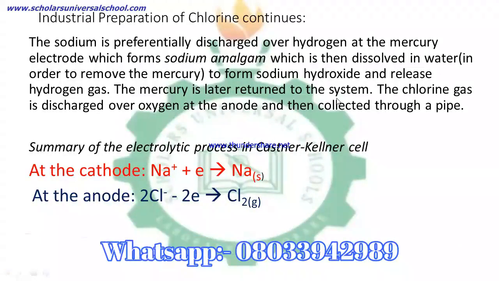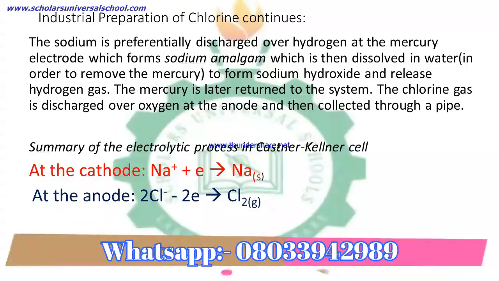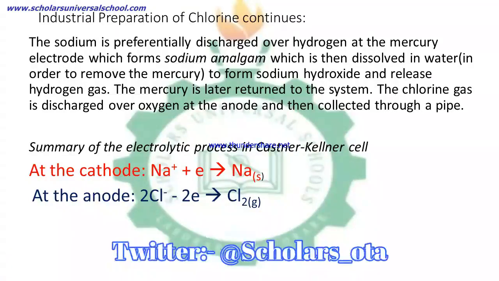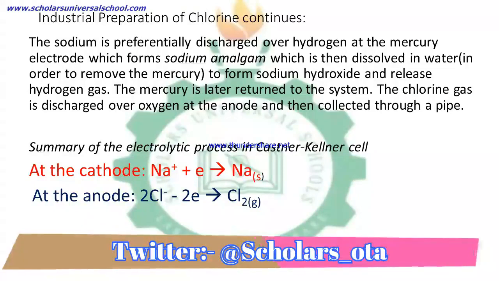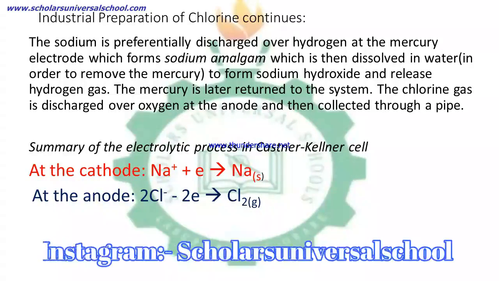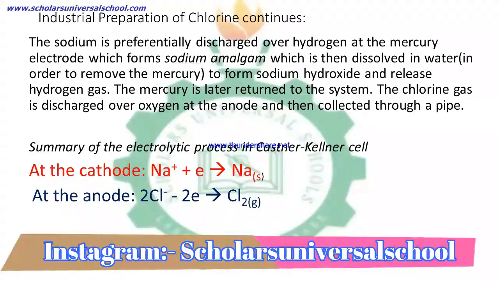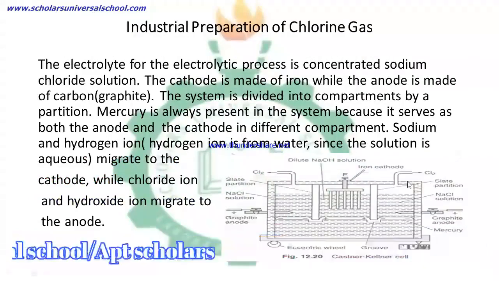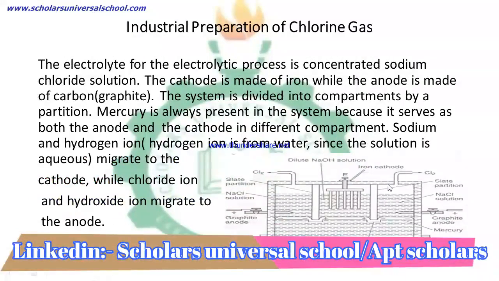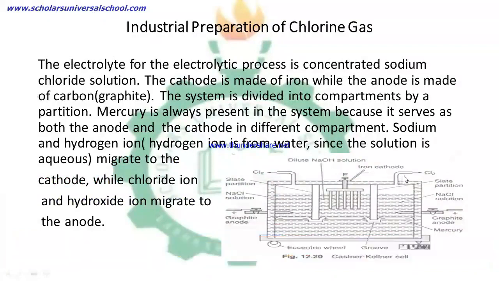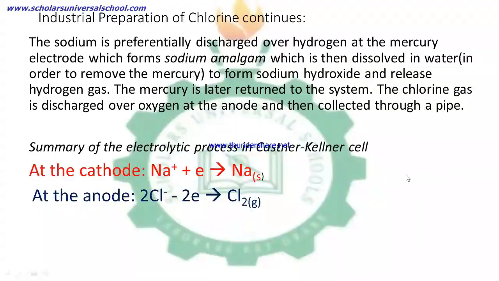Now, chlorine gas is discharged over oxygen from the hydroxide ion at the anode, and then collected through a pipe. As you can see here, this is the pipe in which the chlorine gas is being collected. Now this is the summary of the Castner-Kellner cell. At the cathode, sodium is being produced, while at the anode, chlorine gas is being liberated.